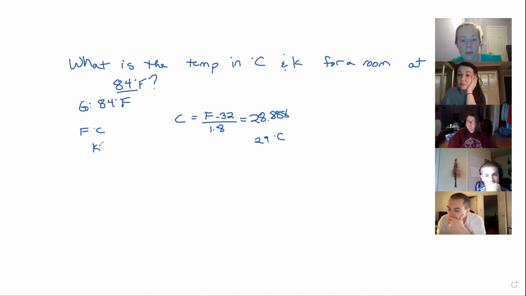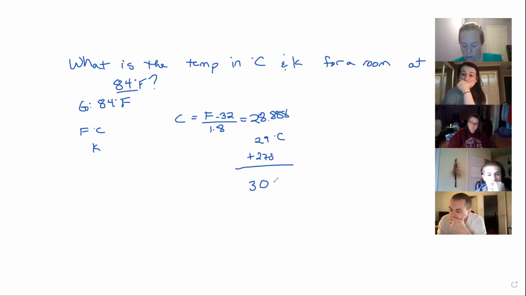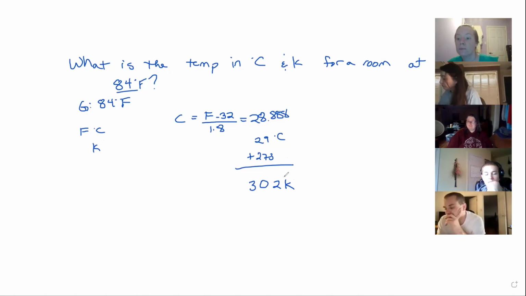For Kelvin, I'm just going to add 273. And we should get 29, that's 302 Kelvin. It's not like crazy complicated, right? I mean, if this came up on a test, you'd be able to reference your notes for the equations. So it's nothing super scary, just be able to use them.